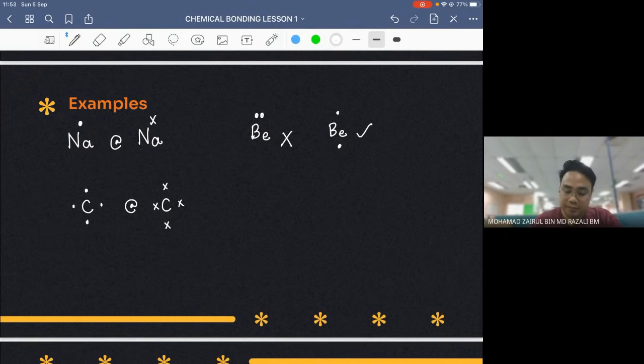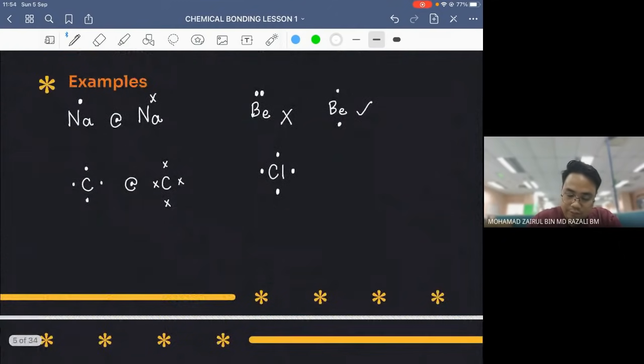Another example is chlorine. Chlorine is an element located in group 17. That means chlorine has 7 valence electron. So kita lukis 1, 2, 3, 4, and then 5, 6, 7. The last example is neon. Neon is group 18. That means neon has 8 valence electrons. So 1, 2, 3, 4, 5, 6, 7, 8.